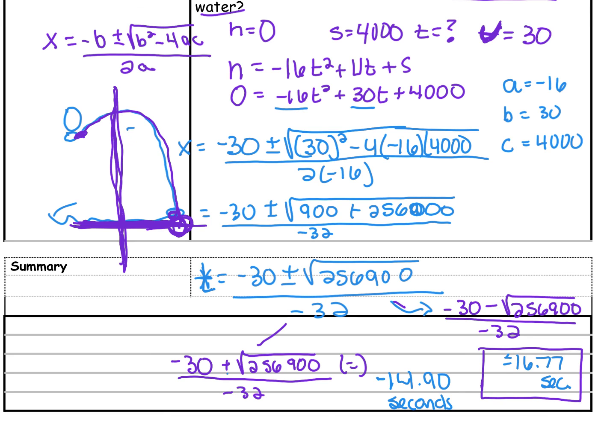But because we started up here, if we were going this way, we would actually end up with a negative number of seconds. That doesn't make sense. So this is your only answer. This one does not work because we can't have negative seconds. Hopefully that makes a little bit of sense. You have a couple problems on today's assignment like this, and we can give you help if you need it.